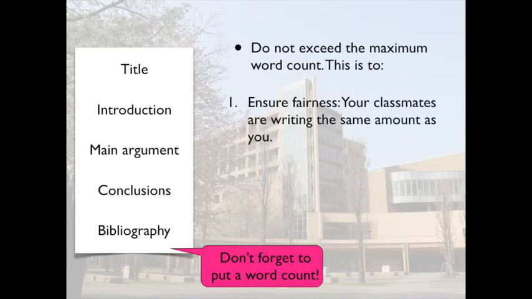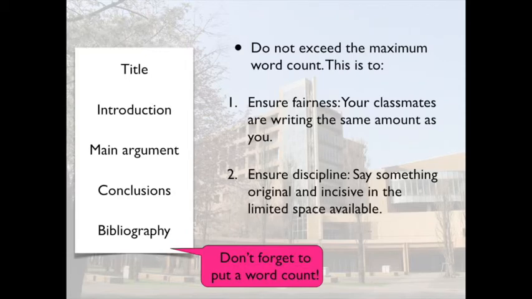There are two reasons for having word counts. The first, which is particularly important for university students, is that it ensures fairness. When professors are marking essays, it's difficult to compare an essay of 5,000 words with an essay of 1,000 words. The second reason is that word counts ensure discipline. The aim of academic writing is not to write a lot, but to write something original and incisive in the limited space available. So, always stick to the word count, and always put a word count at the beginning or end of your essay.